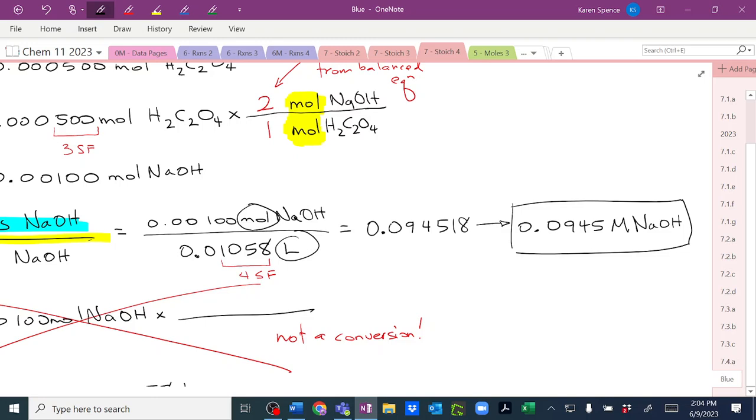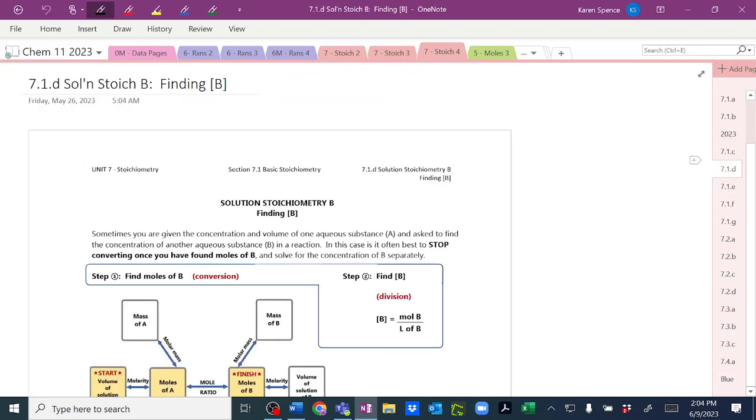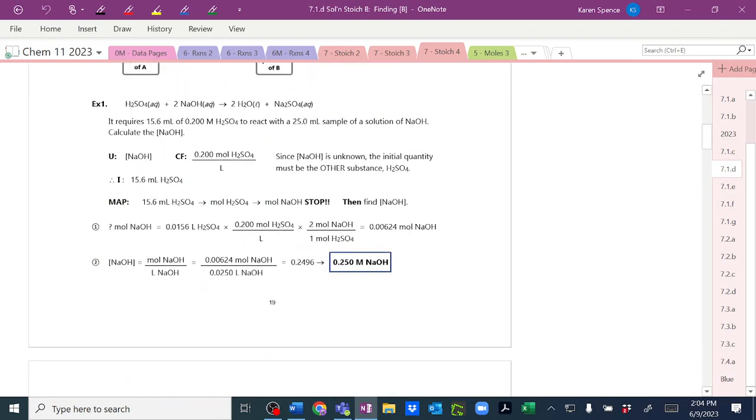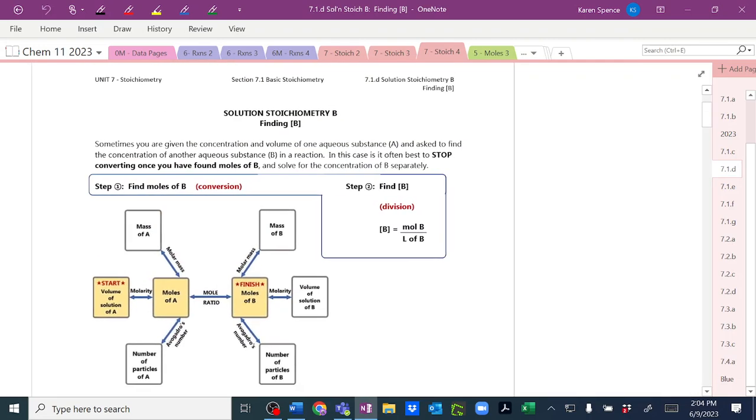So we are now going to go on to 7.1D. Yep, and that is on page 19, page 19.